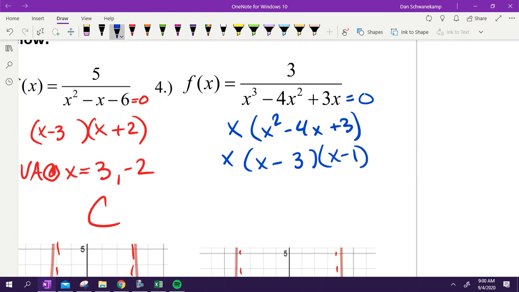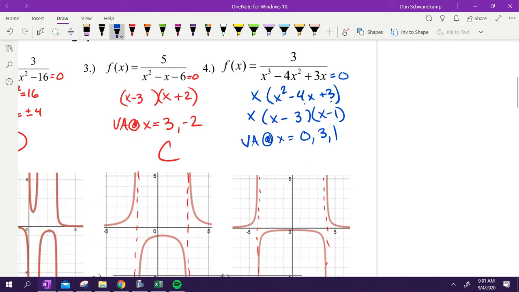Good. She factored that thing. Those two numbers multiply together to get 3, and they add together to get negative 4. And so then she's going to have vertical asymptotes at x is equal to what values here? Matthew, what values are we going to have vertical asymptotes? 0, 3, and 1. Good. We just take each one, set it equal to 0.